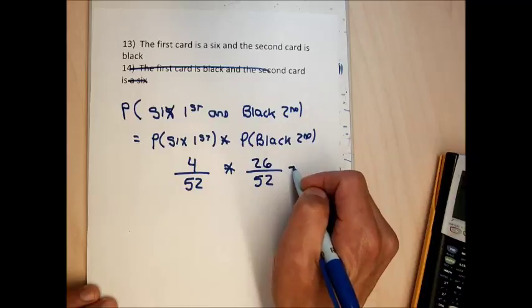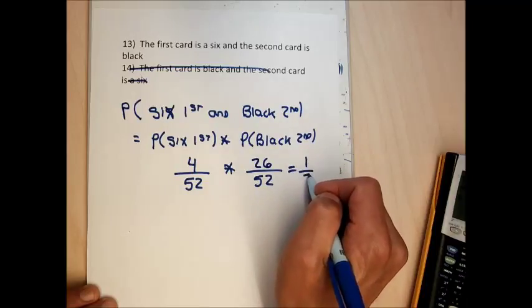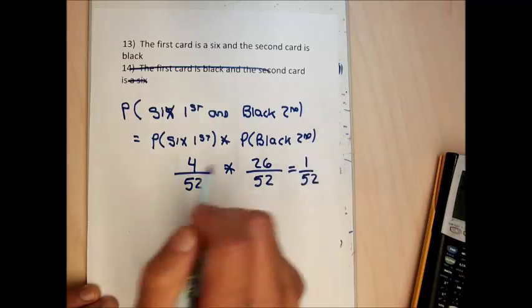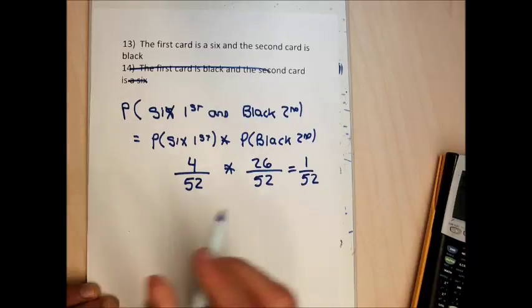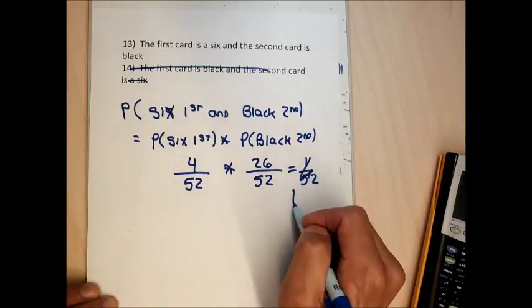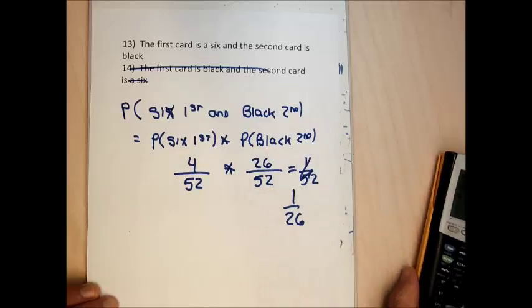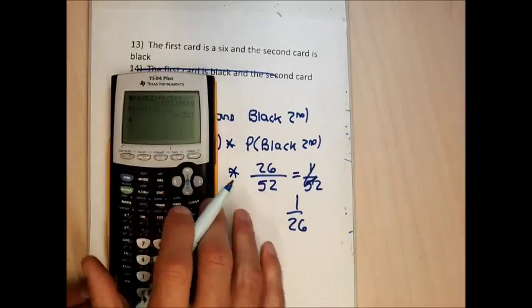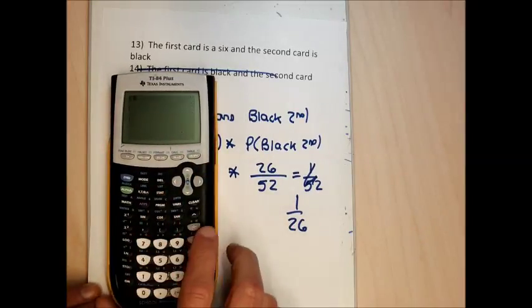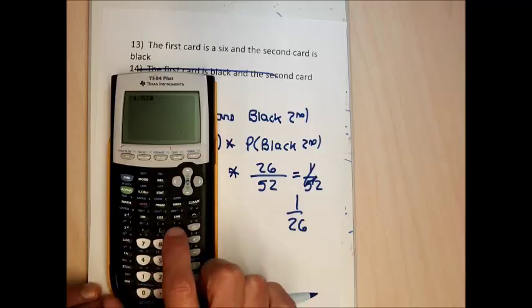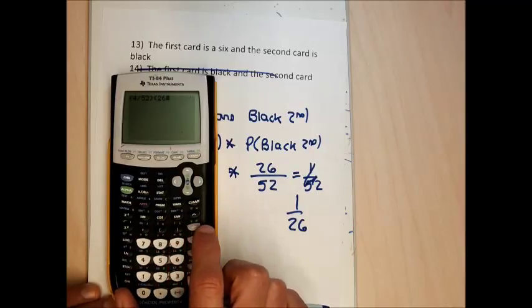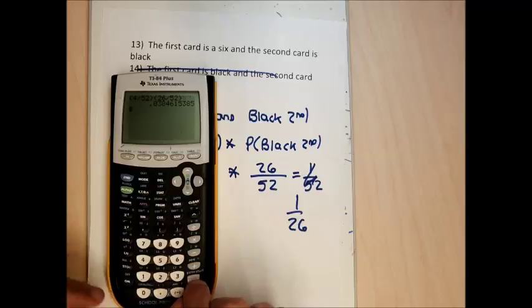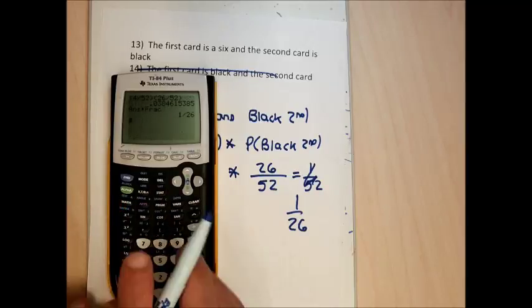1 over 13 times 1 half. I think this comes out to 1 over 52 if you do it on your calculator for number 13. I get 1 over 26. Oh, so much for doing math in my head. Let me do this real quickly on my calculator to make sure I don't have a mistake somewhere here. So I'm going to do 4 over 52 times 26 over 52, and then math, enter, enter. It is 1 over 26.